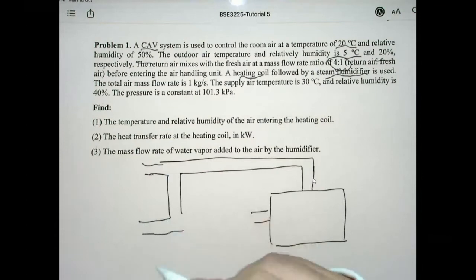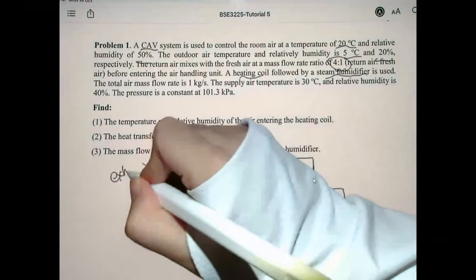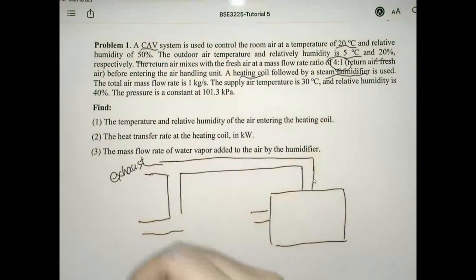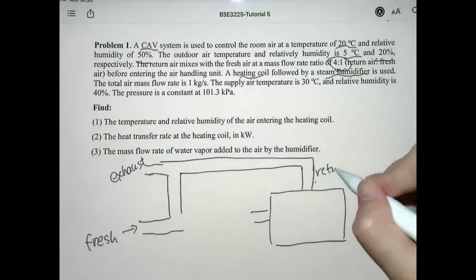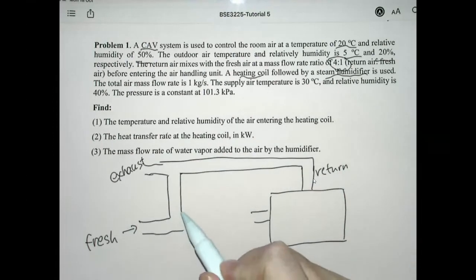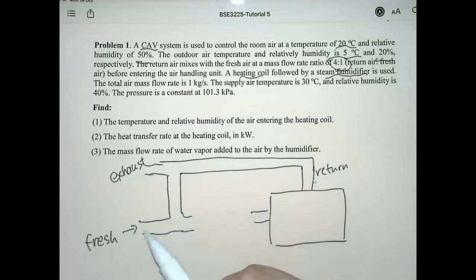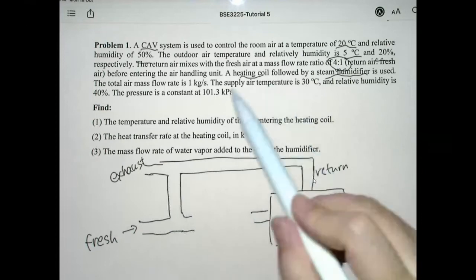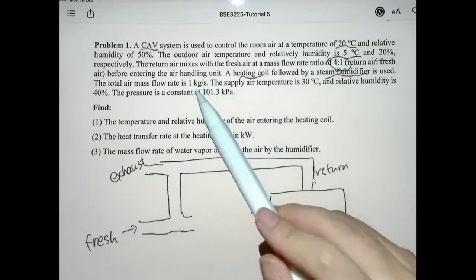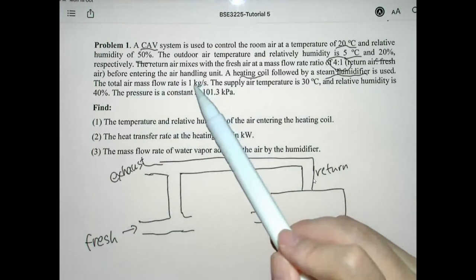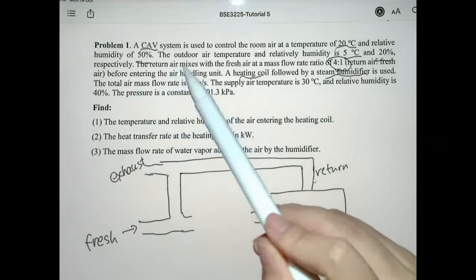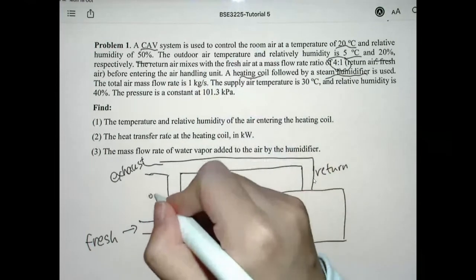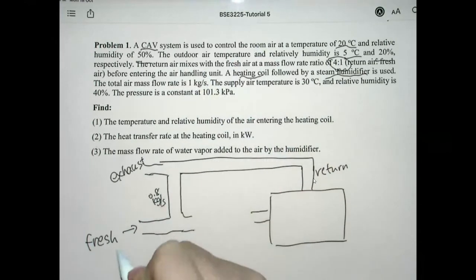And also we have fresh air coming in. This is the exhaust, and we have fresh air here coming in. This is the return duct. After the return air mixes with the fresh air, the mass flow ratio is 4:1. So if the total air mass flow rate is 1 kilogram per second, then the return air is 0.8 kilogram per second, and fresh air is 0.2 kilogram per second. That's the mass flow rate of the return air and fresh air.